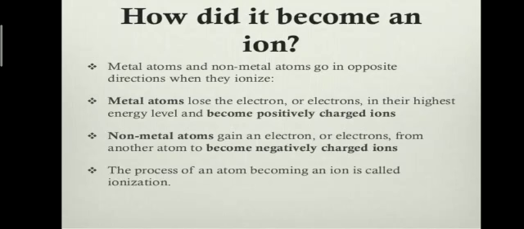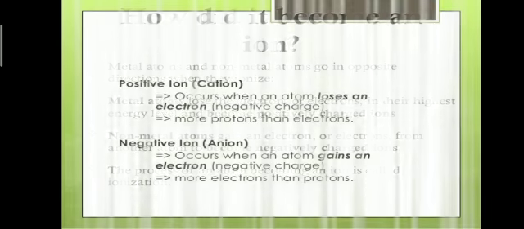The metal atom will lose an electron and get a positive charge, and the non-metal atom will gain an electron and get a negative charge. The positively charged ion will be known as a cation and the negatively charged ion will be known as an anion. The process of an atom becoming an ion is called ionization.